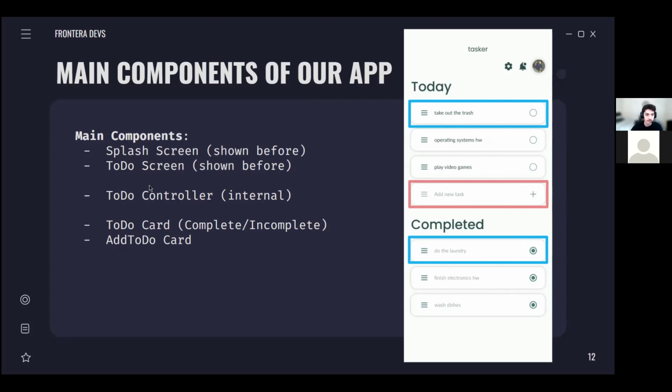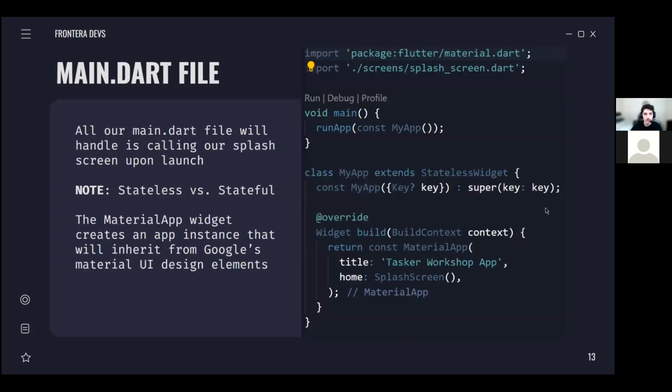And yeah, so these are the main components of our app, pretty much just the two screens, an internal model that'll handle all the logic for us, and the cards. So now let's look at the main file.